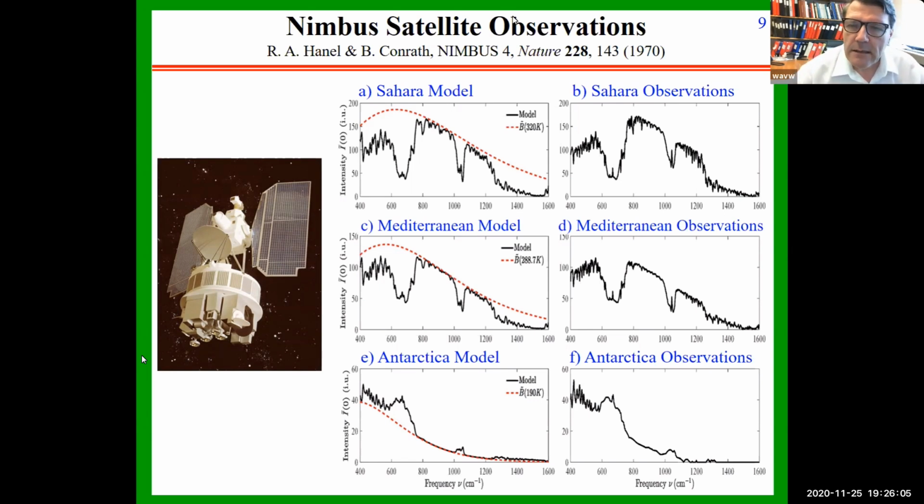Now for Antarctica, it's kind of interesting. The red curve corresponds to the distribution of heat that you would expect the surface to produce. So what we see in Antarctica, unlike for the Sahara and the Mediterranean, is that more heat is produced than what you would expect for a surface at that temperature. And the obvious question to ask is, why?